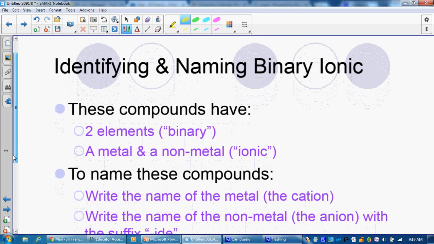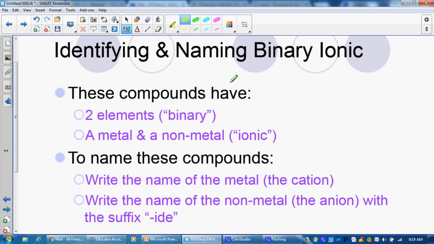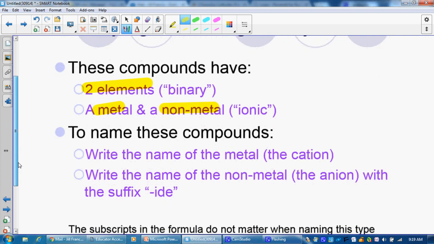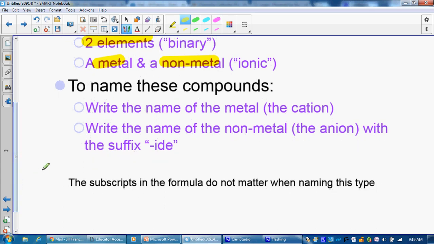Just remember it's a nonmetal. So how do we identify these? Again, binary means that there are two elements. One has to be a metal, one has to be a nonmetal because they're ionic. So those are the two things that you have to identify. Before you name any compound, you have to look how many elements are there, and then is there a metal and a nonmetal. To name these, you just write the name of the metal down, and then the name of the nonmetal is second, always ending in -ide.